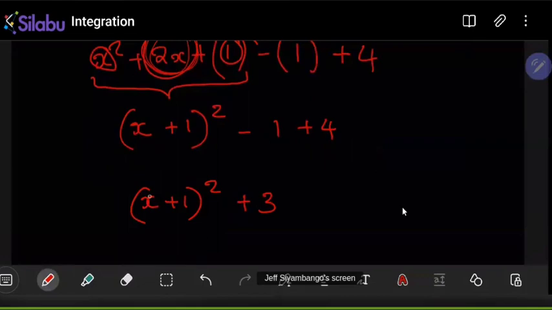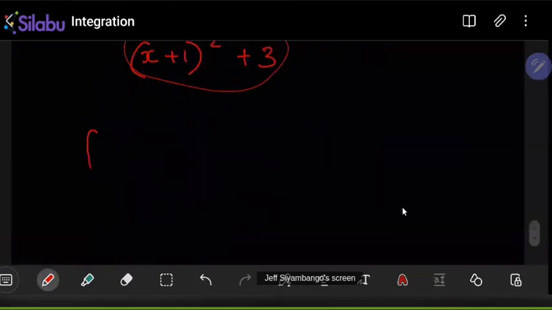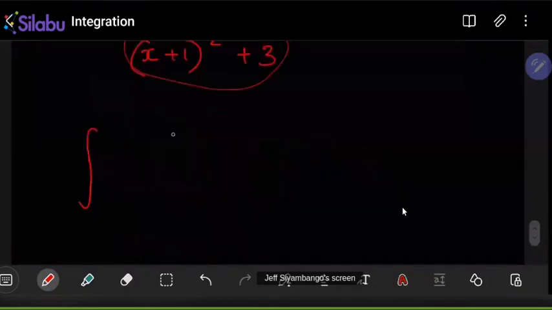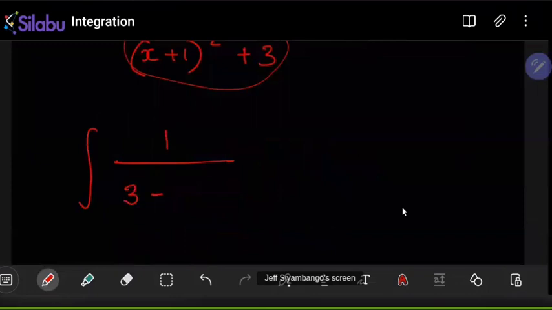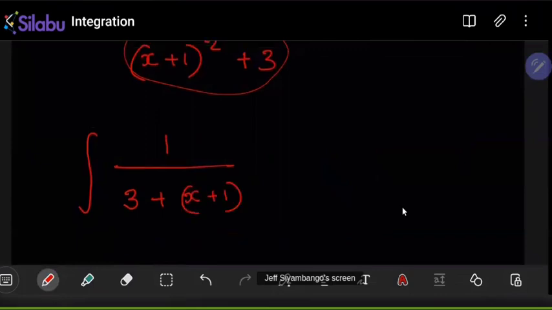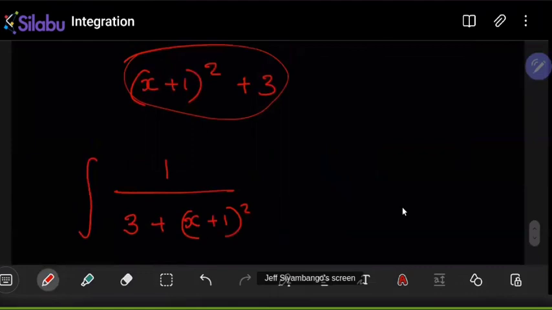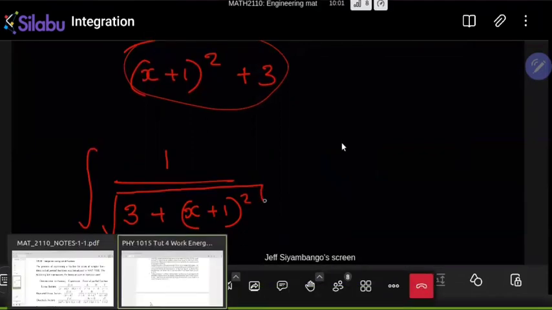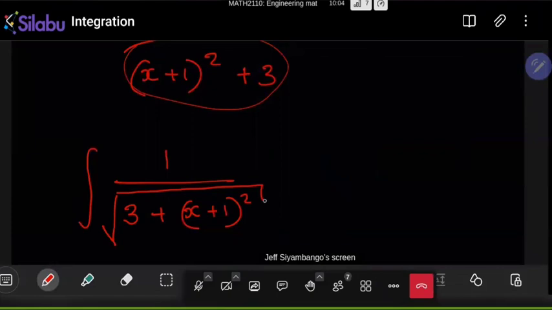So our integral, which was the integral of 1 over all that, now is 1 over, and I can rewrite it so that I start with 3 plus x plus 1 squared. And of course, we have that integral here. So this is where we are now.